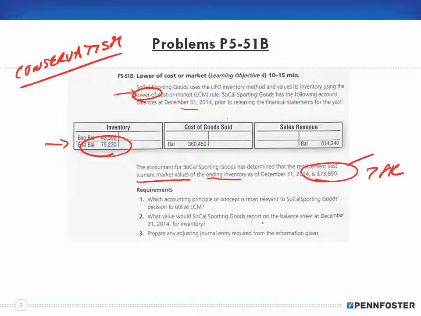What value would SoCal report on the balance sheet for inventory? Because of the lower of cost or market rule, we're going to use the 73,850. Okay. Yeah, we're using 73,850 because it's the lower of the two. So, you can always just think of it as, whichever one is lower, what we actually paid or whatever the market will bear.